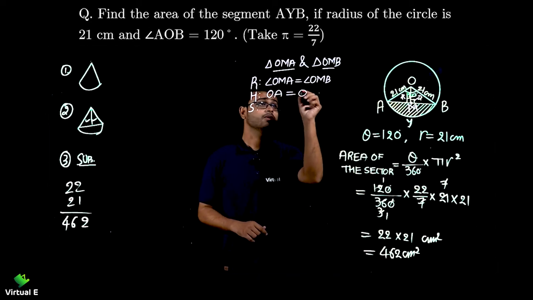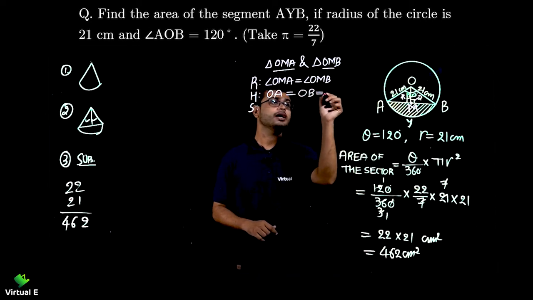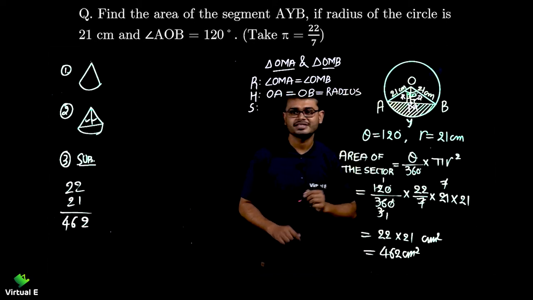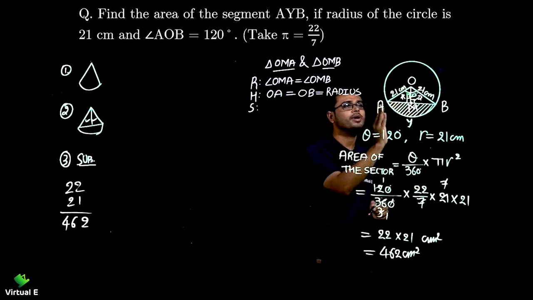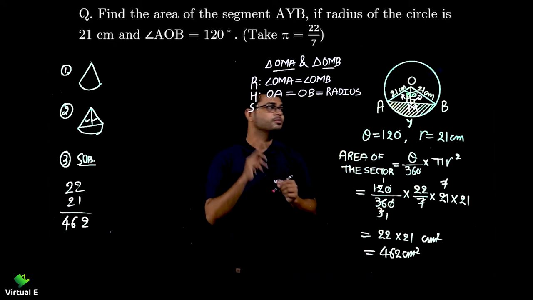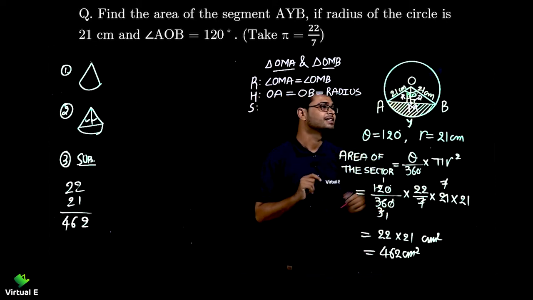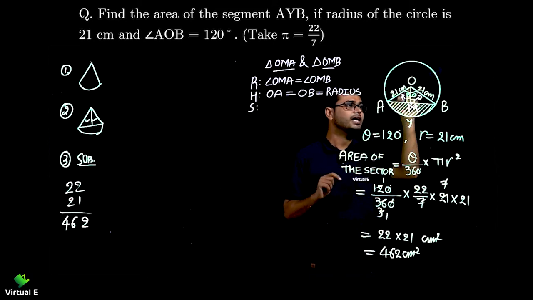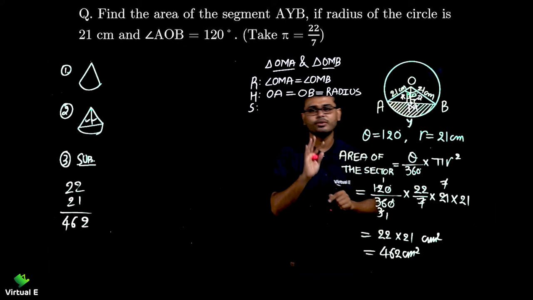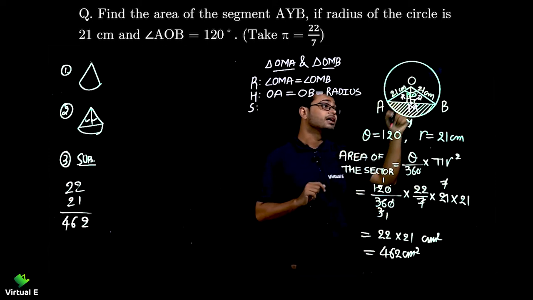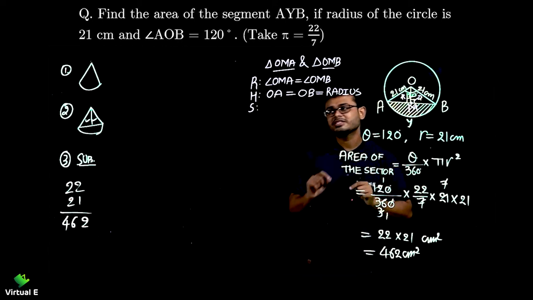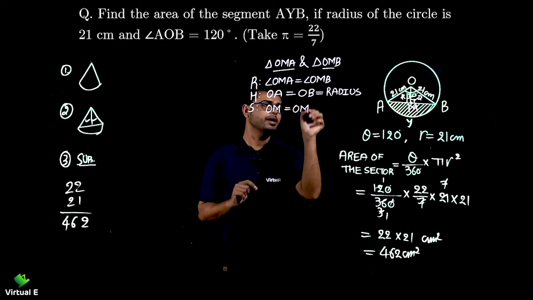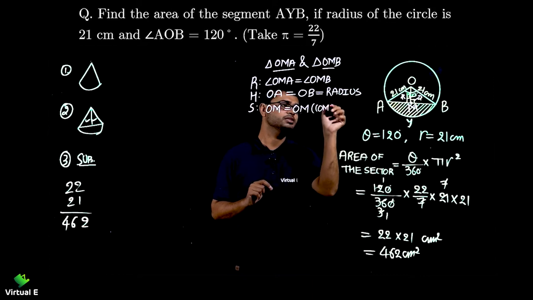Why am I writing equal? Can you see that OA and OB is radius? Very simple. It is radius. So I can say that OA is equal to OB. Now hypotenuse is done. What about the side? There are two sides which are left, AM and OM. AM, we don't know that it is same or not, but we know that OM is the common side. So I can write OM is equal to OM, and we can write here common side.